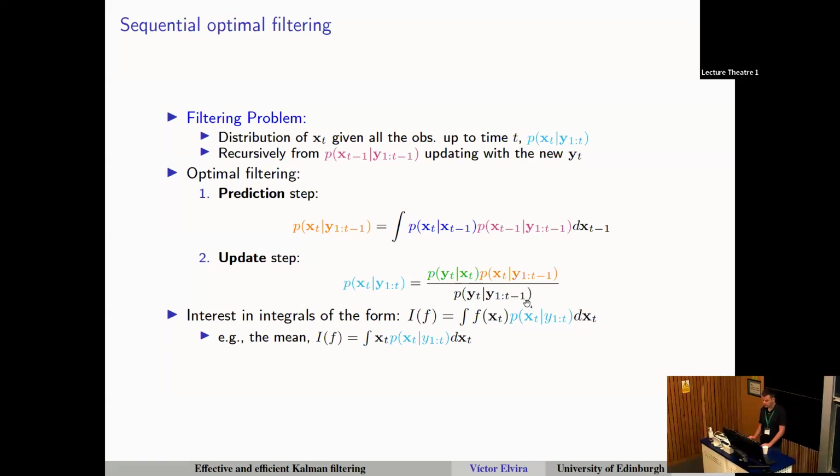And then maybe you're interested in moments, in integrals with respect to this filtering distribution, as Dennis presented yesterday. So this is just another way to express an integral with respect to this filtering distribution, and this is the moment. For example, if you want the mean, then it would be just this, okay?